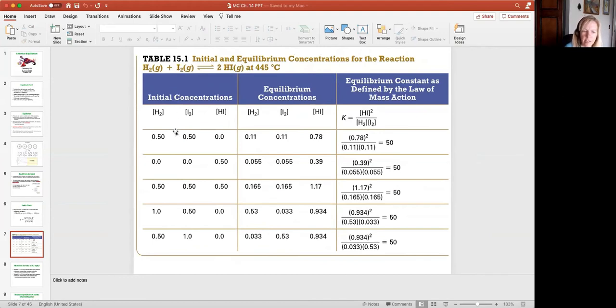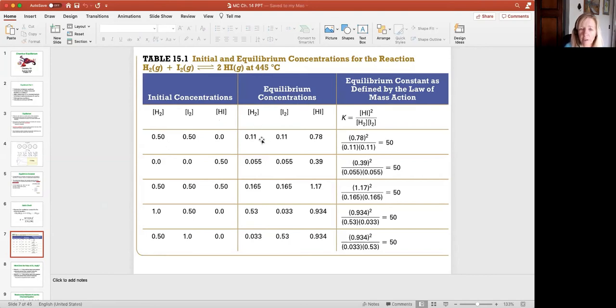I've done this reaction 1, 2, 3, 4, 5 different times. So 5 different experiments, all at the same temperature, 445 degrees Celsius. These are my initial concentrations. So my first reaction, I started with a half a molar of each of these, and I didn't have any product in the mix, so I just mixed these two together. I'm going to initially start and go forward, then I'm going to reach equilibrium.